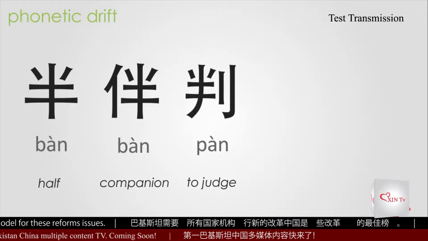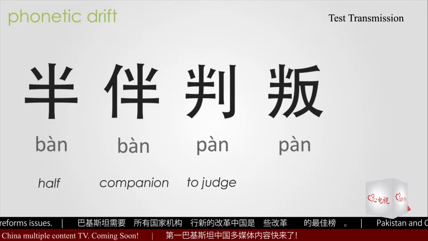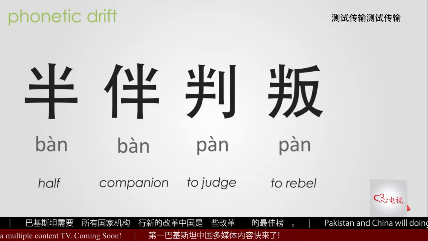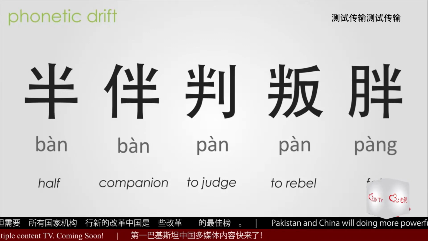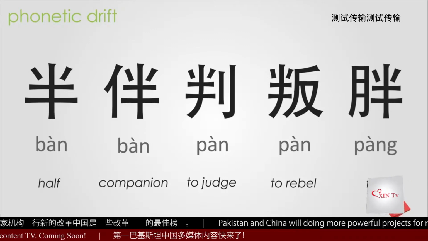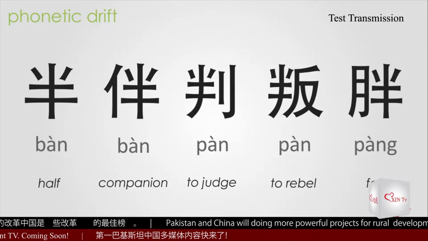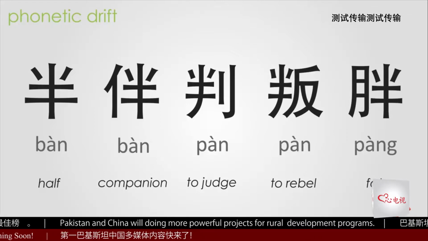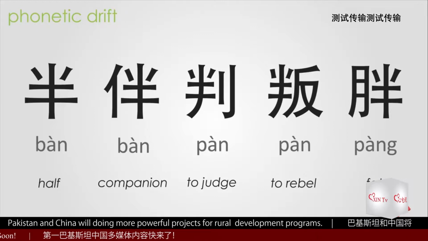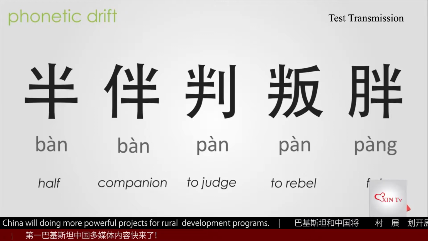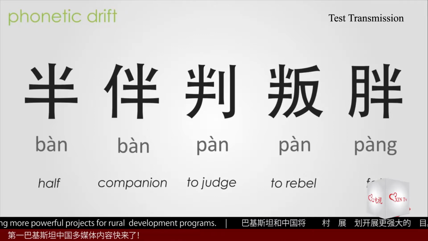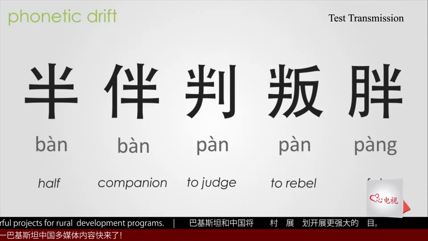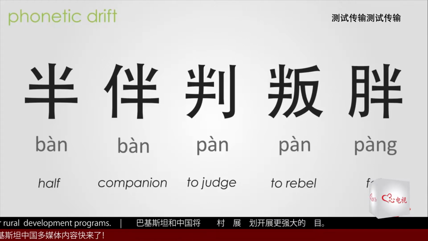This is also the case for this character, 盼 meaning to rebel. In this character, 胖 we can see that the sound has drifted further from the original nasal N sound to the nasal NG sound. This phonetic drift has come about because characters have been developed over thousands of years by Chinese people speaking varying dialects.